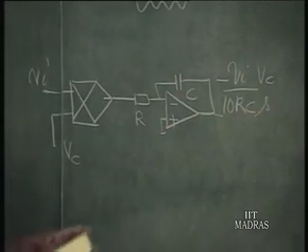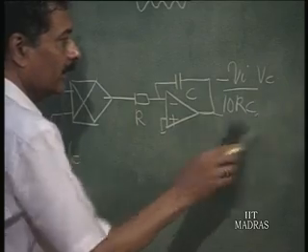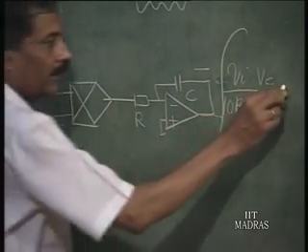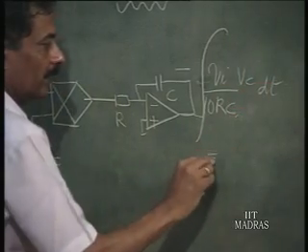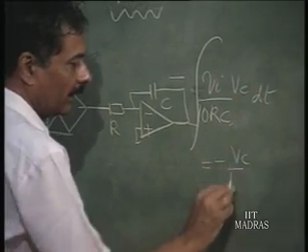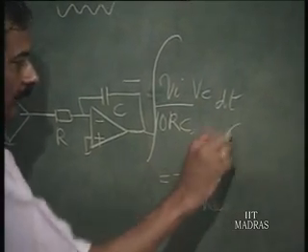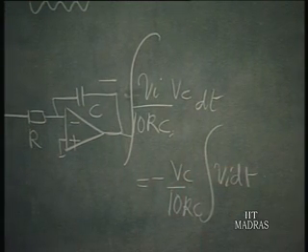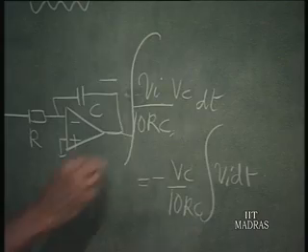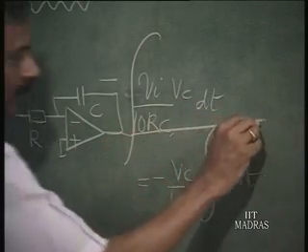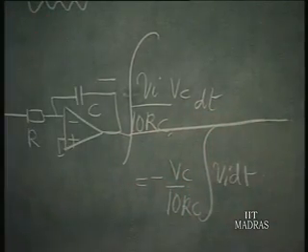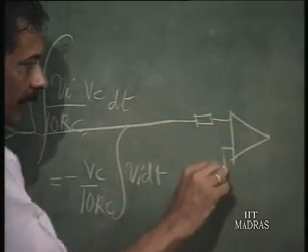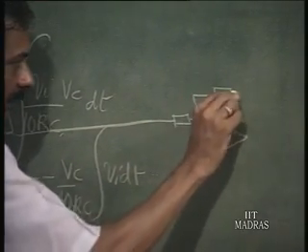Okay. So, what it really does is that it will do integration, dt. So, this is equal to minus Vc by 10 RC into integral Vi dt. Now we will do the time domain analysis rather than Laplace, because this is going to be connected to a Schmitt trigger, which is going to be a regenerative feedback circuit that we have discussed earlier.